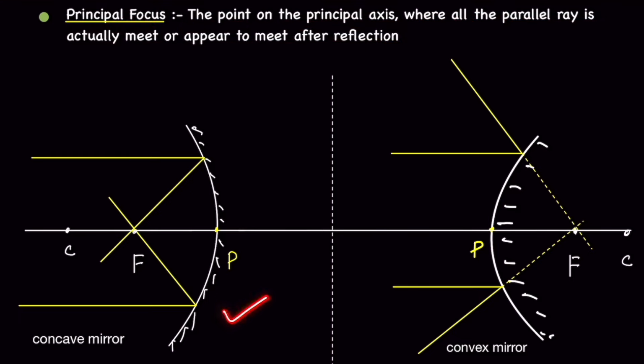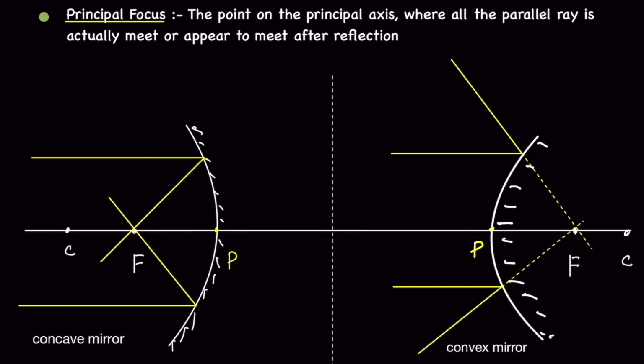I have two diagrams, one with respect to a concave mirror and the other with respect to a convex mirror. So our incident ray must be parallel to the principal axis. This is our principal axis and here is the incident ray. Both the principal axis and the incident ray must be parallel to each other. After reflection, this is the reflected ray, and here is another incident ray. This is the reflected ray. Both the reflected rays will pass through the principal axis and meet at a point. This point is considered the principal focus.